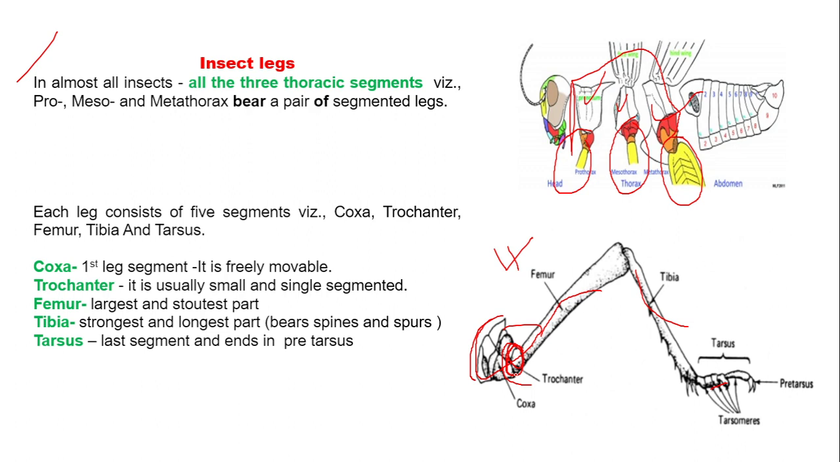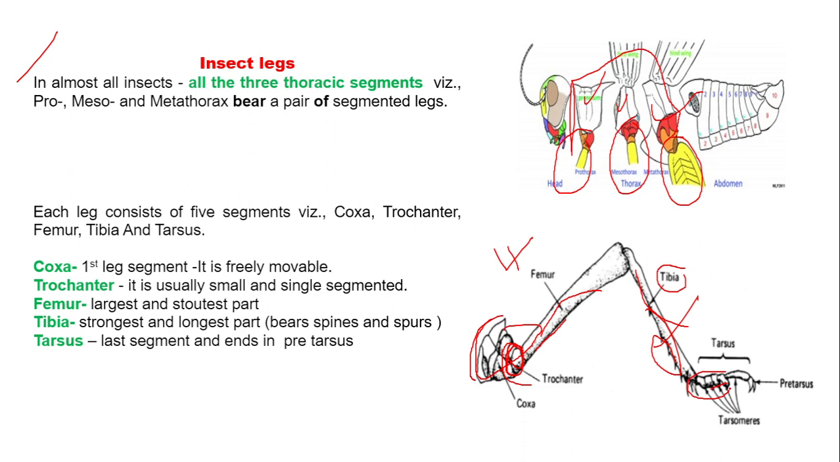And this is the insect leg femur. This is the largest and stoutest part of the insect leg. This is the tibial part of the insect leg. This is the strongest and longest part of the insect leg, which is provided with these spines and spurs. Tarsus. This is the last segment of the insect leg, and it ends in the pretarsus.